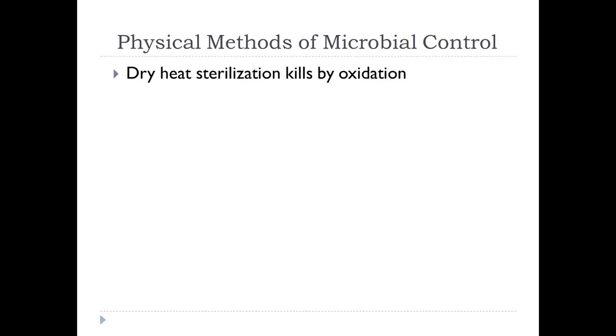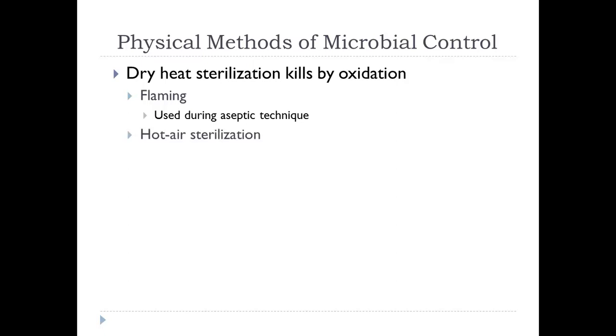Dry heat sterilization kills by oxidation or burning. It is usually used to sterilize metal objects and glassware. Examples of dry heat are flaming, direct flaming. An open flame is a form of dry heat used to sterilize inoculation loops and the mouth of culture tubes. So this is what we do in the lab when doing aseptic technique.